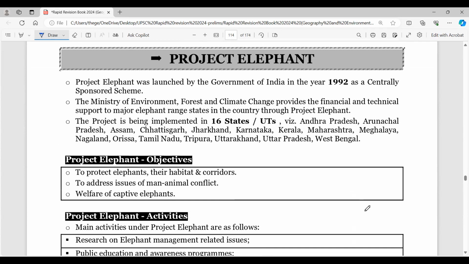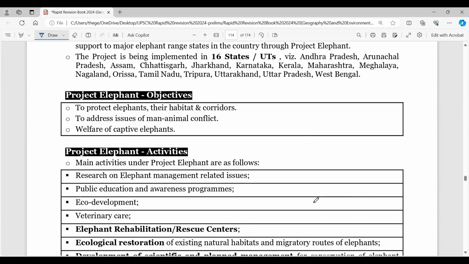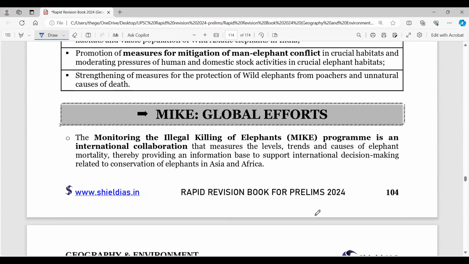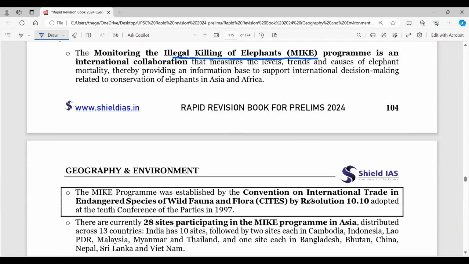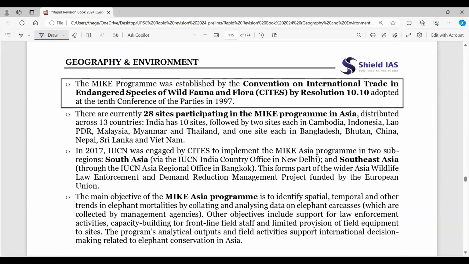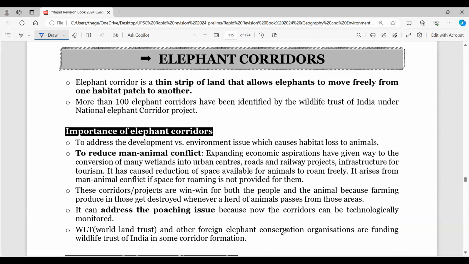Come to Project Elephant. In 1992 it was launched. So these are the basic information here. You can take a reading of it. Now come to MIKE global efforts. What is this? This is Monitoring of Illegal Killing of Elephants, the MIKE programme, so that you can remember. It is under the Convention on International Trade in Endangered Species of Wild Fauna and Flora, which you know by the name of CITES. We have talked about it already. So this is part of that.